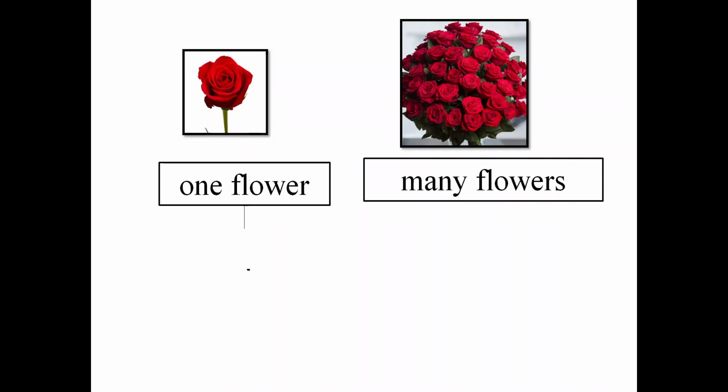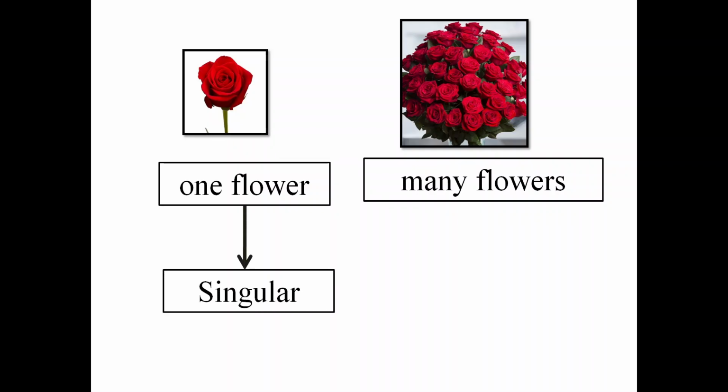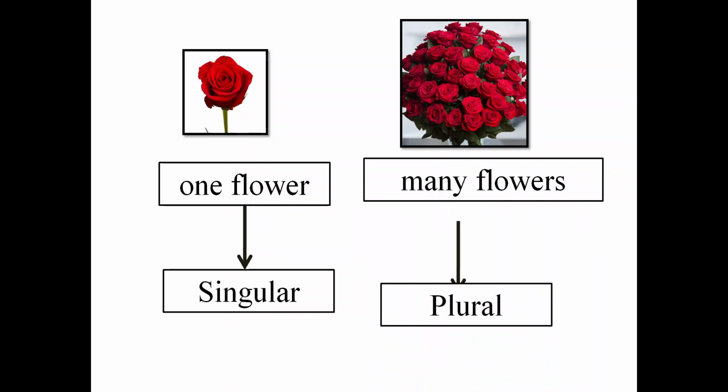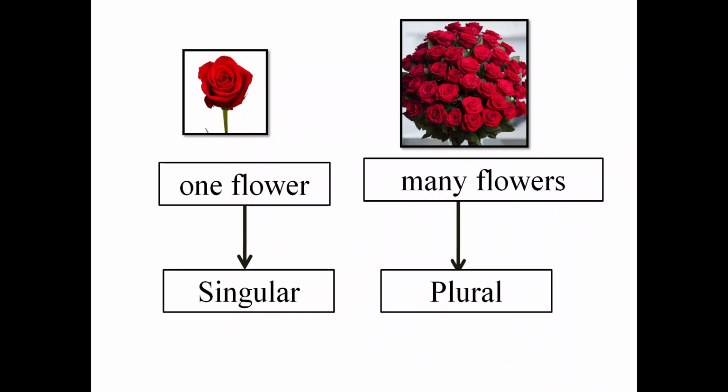So one flower, when we talk about one thing, it is called singular form. And when we talk about many things, बहुत सारी चीज़ों की बात करते हैं, तो that is plural form. Okay? Now, there are certain rules. कुछ rules होते हैं children in order to make the plural form of the word. Plural form कैसे बनाएं उसके लिए.